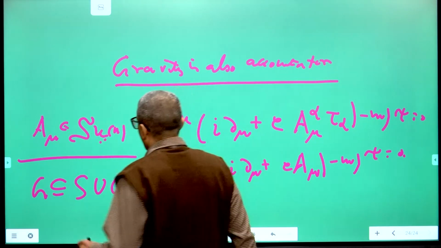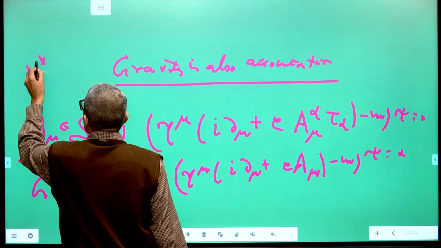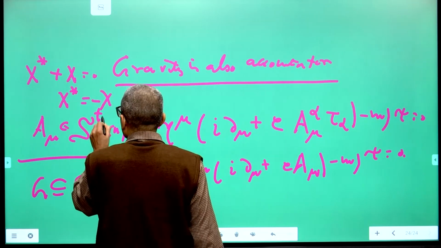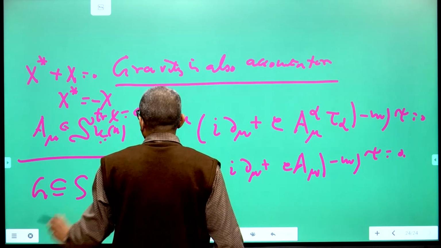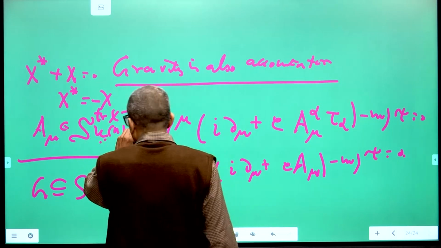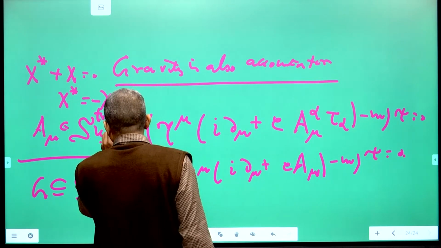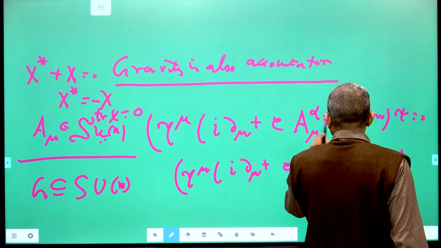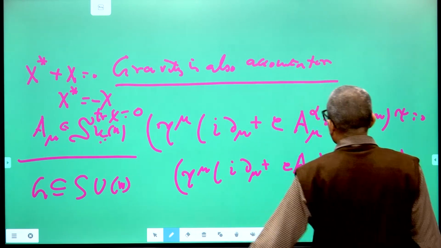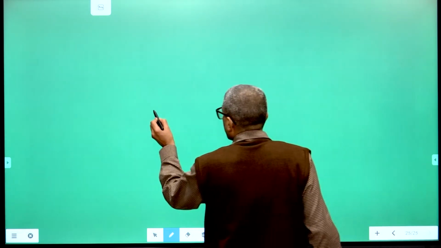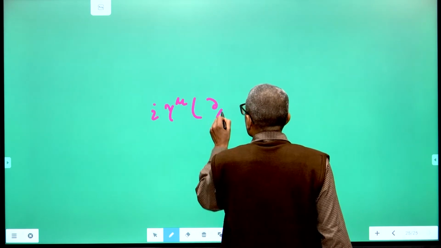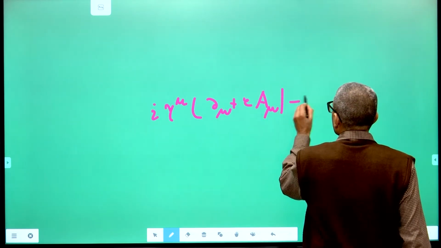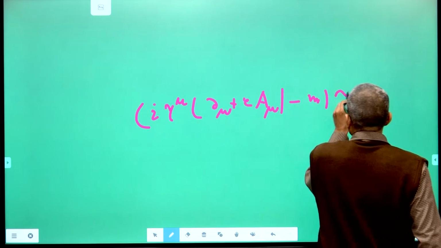Its Lie algebra is the set of all matrices which satisfy x star plus x equal to 0. That means skew Hermitian matrices, x star equal to minus x, and trace of x must be 0 because determinant of e power x is 1, special unitary group. So the Lie algebra of G is the space of all zero trace matrices which are skew Hermitian, and for A mu, I can write i tau alpha here where tau alphas are Hermitian, so that i tau alpha becomes skew Hermitian. So you can also write the Dirac equation as i gamma mu into dou mu plus e A mu, where A mu is a Lie algebra valued potential, minus m acting on psi is 0.